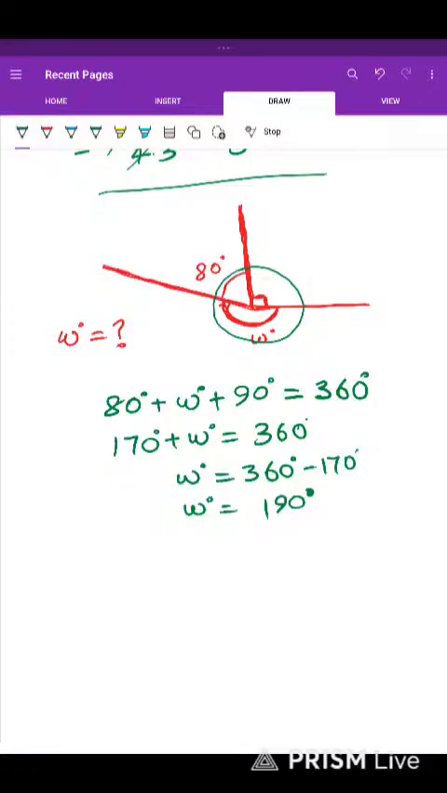So the angle which we have found here is 190 degrees, right? The missing part of the angle is W, and we are asked to find that. We calculated by using the concept of angle at a point. So angle at a point is 360. All these, W, 80 and 90, sum to 360. With the help of that, we could find the value of W. It is 190.